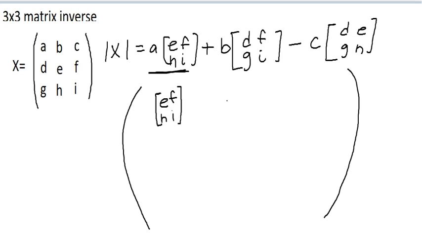So to get the second term in the first row, second column, which in this case is B, we just cancel out the row which B is in and the column which B is in, and what's left is D, F, G, and I. If you do it the same way, we cancel out the row and the column which C is in, which gives us D, E, G, and H.